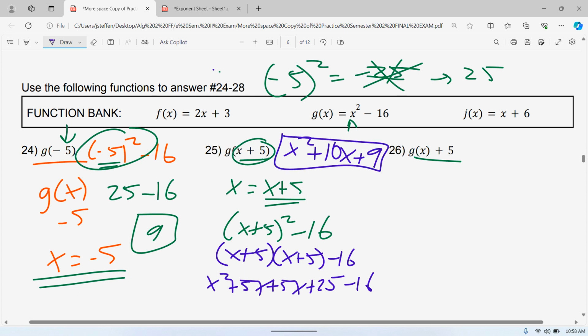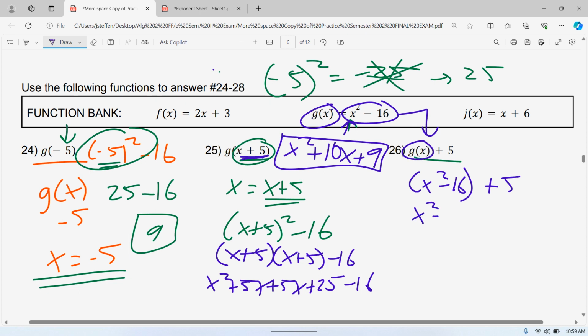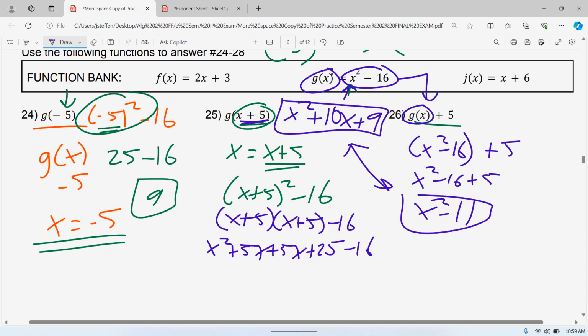So with parentheses, you put it inside your x of your parentheses. Here it says g of x here, so we plug this one in for x. So we have x squared minus 16 plus 5. Minus 16 plus 5 is x squared minus 11. That's the difference between in the parentheses and out of the parentheses. So make sure you know that. That is obviously a very common mistake.